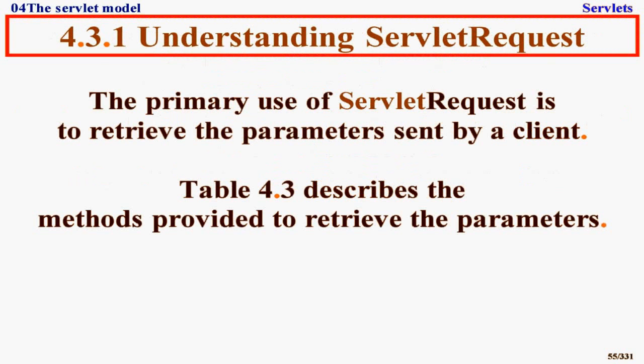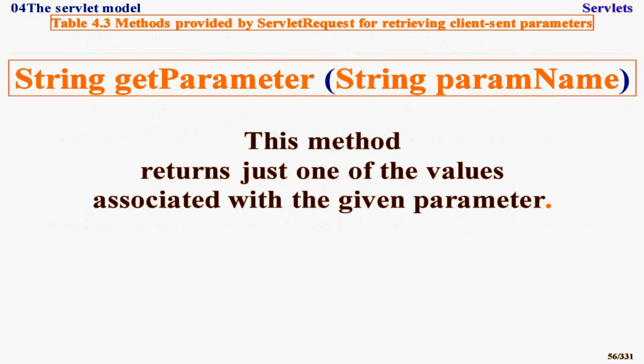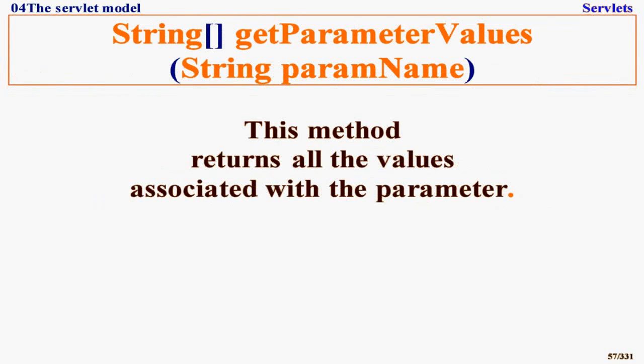4.3.1. Understanding ServletRequest. The primary use of ServletRequest is to retrieve the parameters sent by a client. Table 4.3 describes the methods provided to retrieve the parameters. Table 4.3: methods provided by ServletRequest for retrieving client-sent parameters. String getParameter(String parameterName). This method returns just one of the values associated with the given parameter. String getParameterValues(String parameterName). This method returns all the values associated with the parameter.